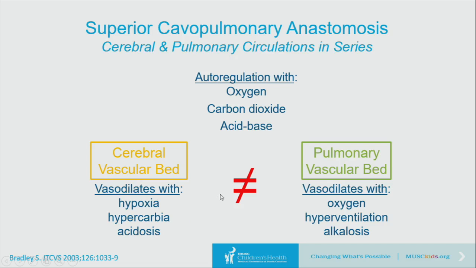The pulmonary vascular bed does the exact opposite with all of those things, right? So the question is which one dominates? There was a series of papers published initially by Scott Bradley, who's the surgeon I currently work with at Medical University of South Carolina, about 15 years ago, and also some papers from Toronto, that have very nicely shown that the cerebral vascular bed dominates. If you hypoventilate a patient who's cyanotic after a Glenn operation, you will get a fairly predictable increase in systemic arterial oxygen saturation levels.